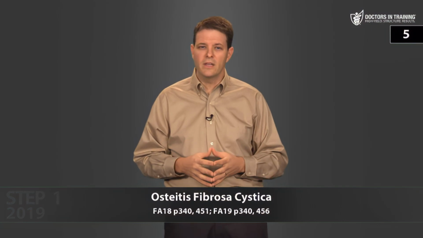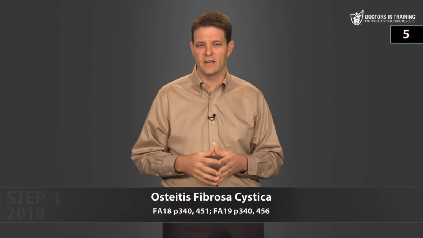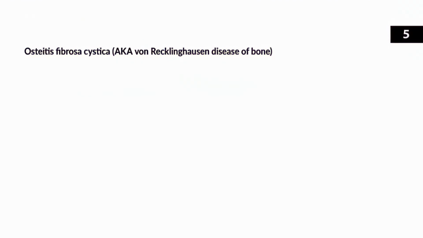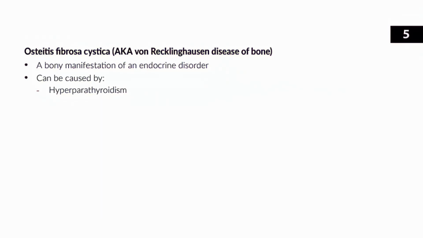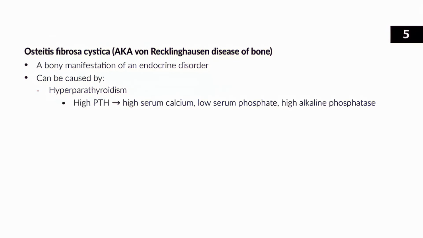And speaking of PTH, let's talk about osteitis fibrosa cystica, which is found in your study guide. Osteitis fibrosa cystica is also known as von Recklinghausen disease of the bone. Now, this is completely unrelated to neurofibromatosis, which is also called von Recklinghausen disease. Anyway, osteitis fibrosa cystica is a bony manifestation of an endocrine disorder, which comes about in patients with either hyperparathyroidism or pseudo-hypoparathyroidism. We're going to cover both of those in the endocrine videos.